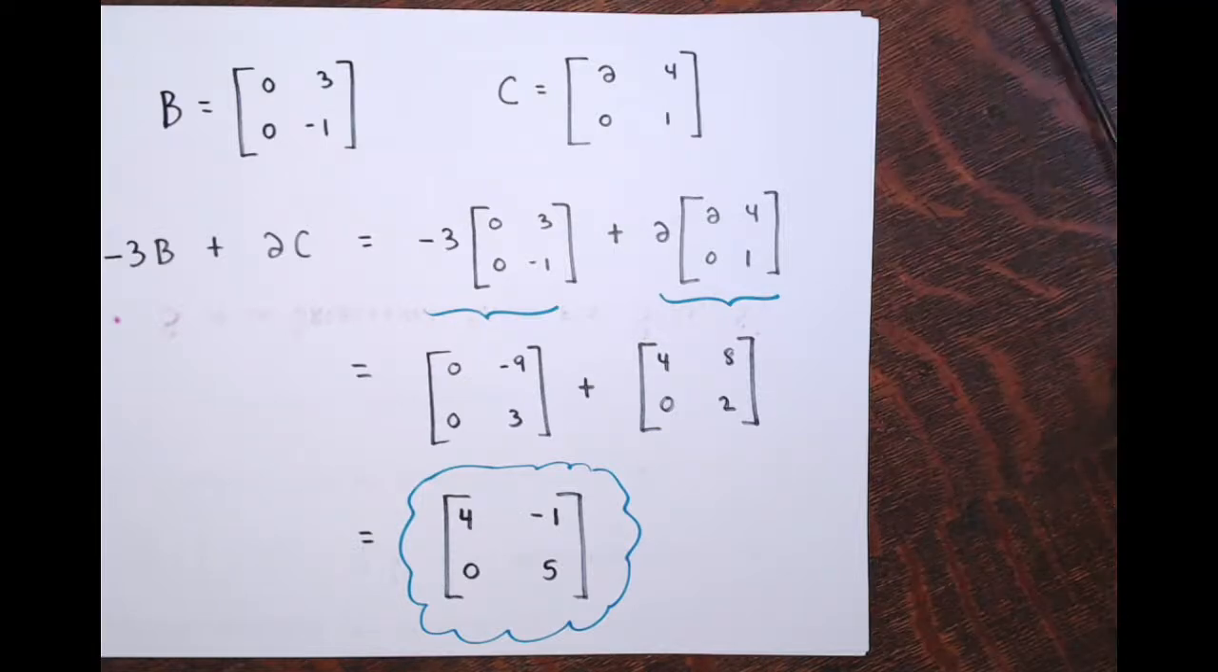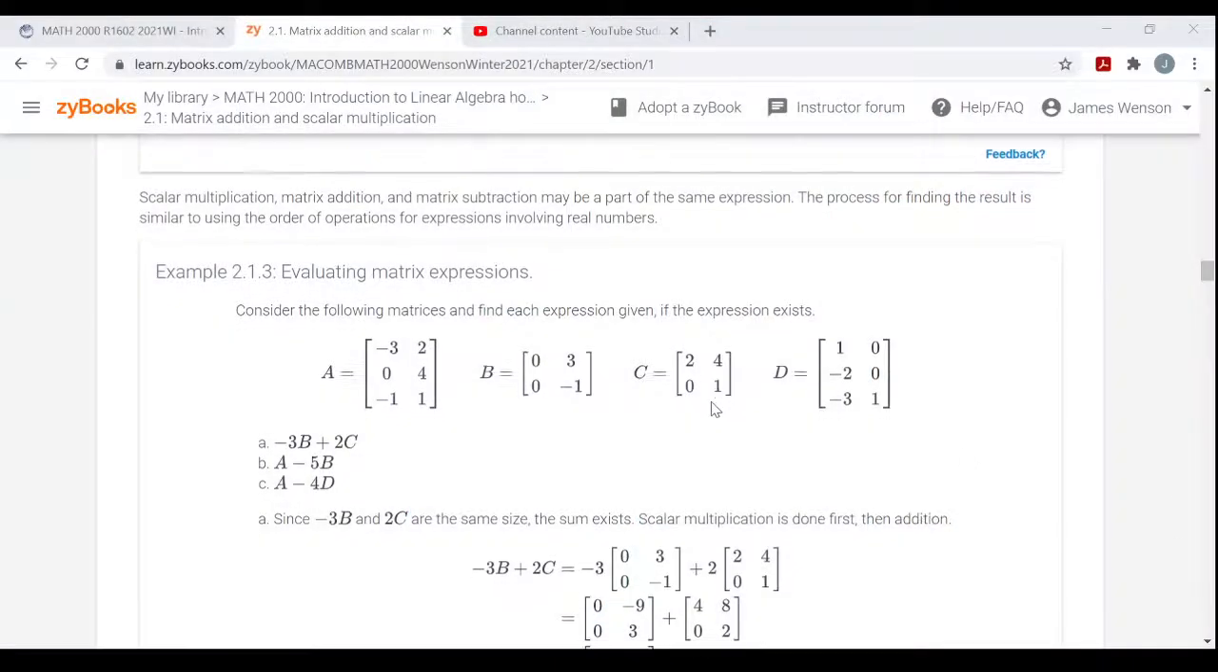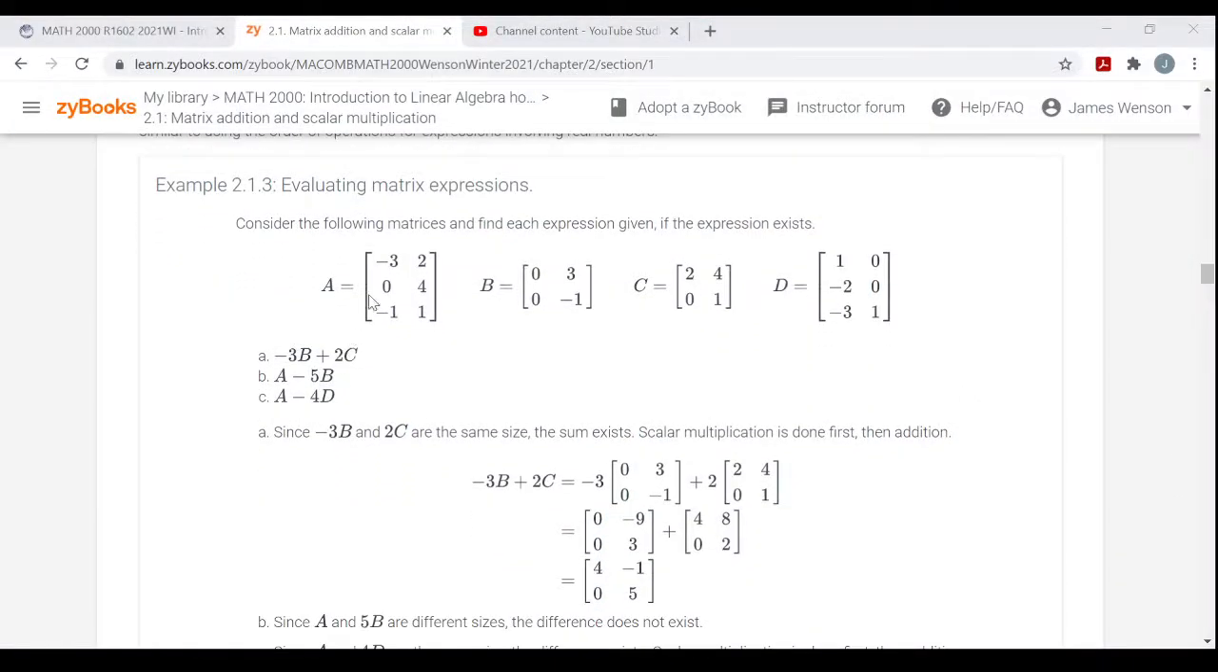Okay, so back to the page. So yeah, that was negative 3B plus 2C. Now how about A minus 5B? Now look at these. You're doing subtraction. Look at the sizes. A is a 3 by 2. B is a 2 by 2. They are different sizes, so part B could not be done.